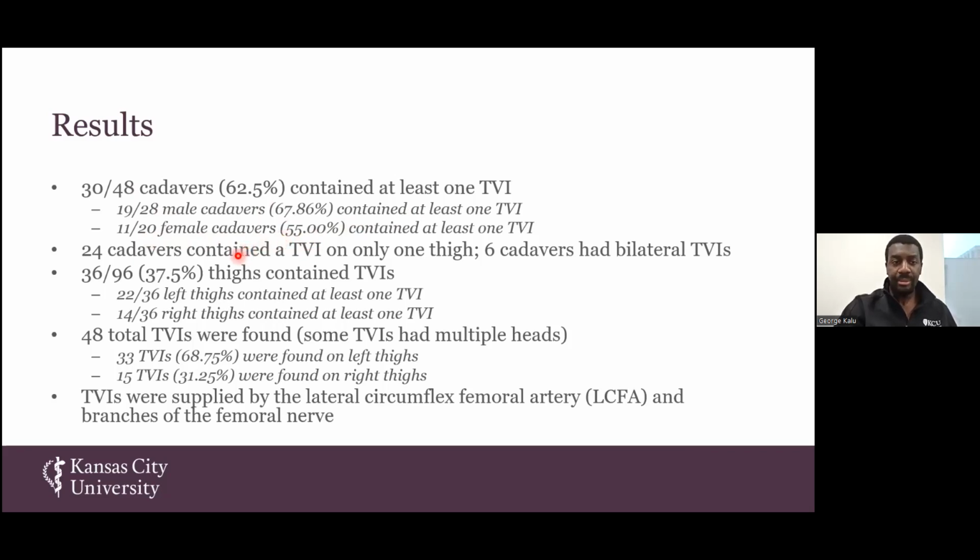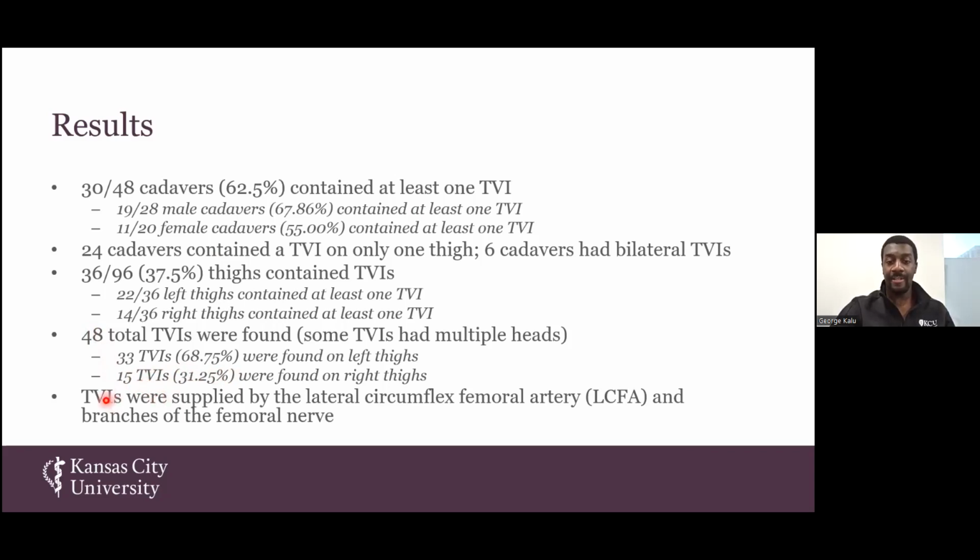From there, about 24 of those 30 cadavers contained a TBI on only one thigh. 6 cadavers had it bilaterally. Of the total of 96 thighs that I looked at, 22 left thighs contained at least one TBI, and 14 right thighs contained at least one TBI. And then in total, I found 48 TBIs. Again, some had multiple heads, so I'm counting each head as one TBI. 33 of those TBIs were found on left thighs, and 15 TBIs were found on right thighs.